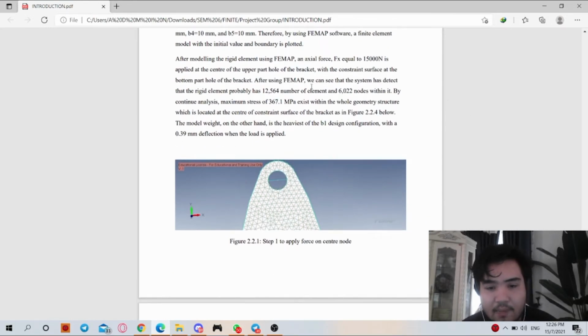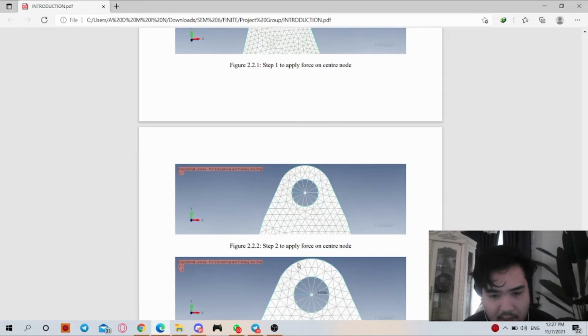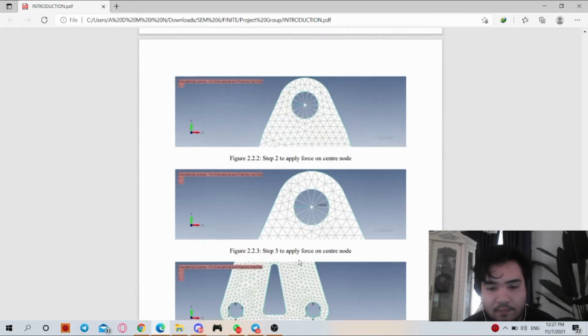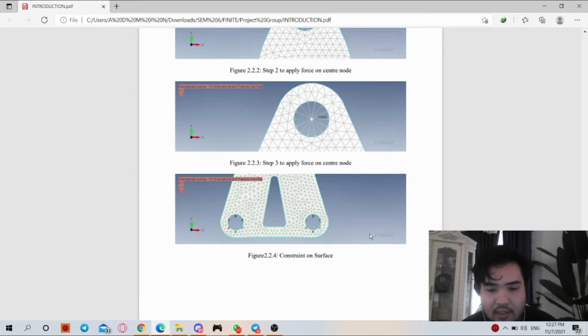This is the diagram of our first step to complete the analysis. The first step is to apply force on the center node of the bracket, and the second step is to apply force on the center node. The third step is to apply force on the center node, and this is the constraint on the surface.